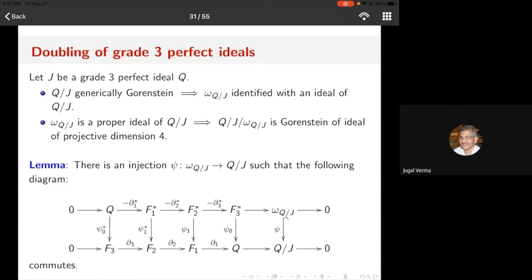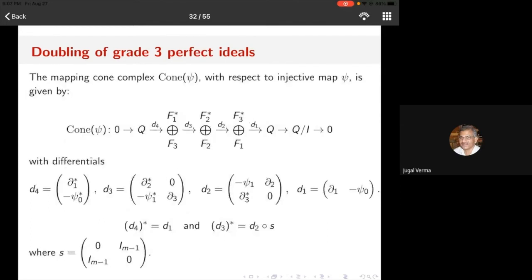So now we define what is called the doubling construction. If we take the mapping cone with respect to this injective map psi, the cone of psi is what we call a doubling of Q mod J. Note that here the cone of psi has differentials of the form D1, D2, D3, D4, and this is exactly what gives the existence of the S map, which is in hyperbolic form. So D4 star is D1, and D3 star is D2 composed with S. So here we can talk about the Spinors, because S is already in hyperbolic form.